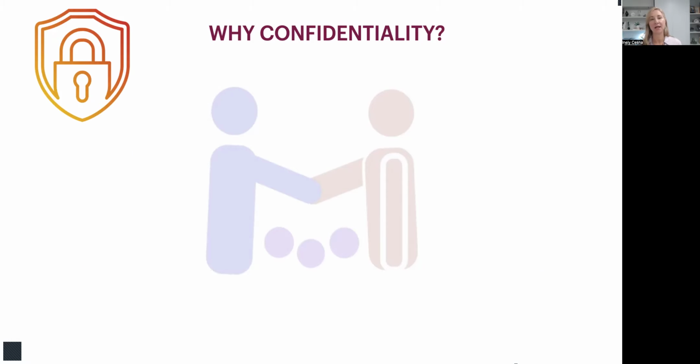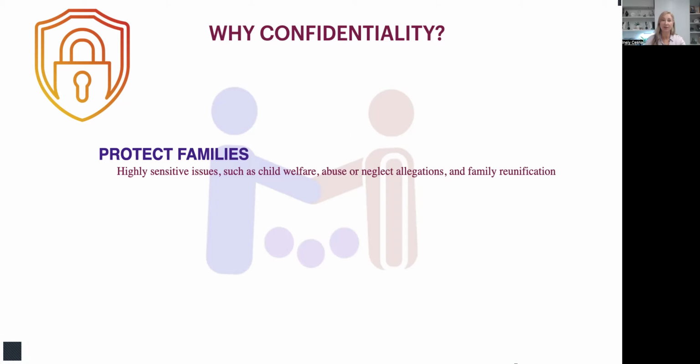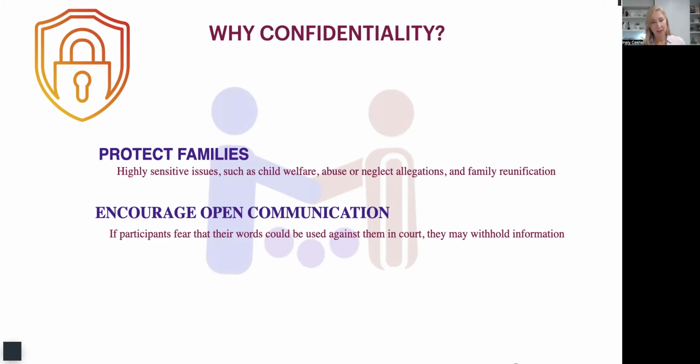So why is confidentiality so important? Because it protects the families, it protects the parties. Especially in dependency court, we are dealing with highly sensitive issues in child welfare, sometimes abuse, neglect, sometimes instances of substance abuse by the parents. And we want to promote family reunification. We want these issues to be overcome, to be in the past, and we want to create a new future. And so protecting the families through confidentiality becomes very important.